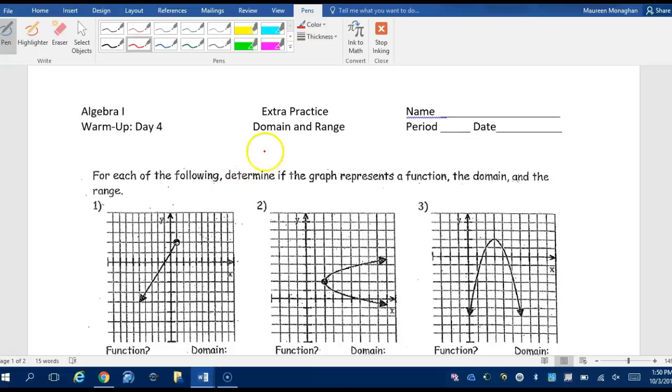The purpose of today's lesson is to get a little more extra practice with domain and range.